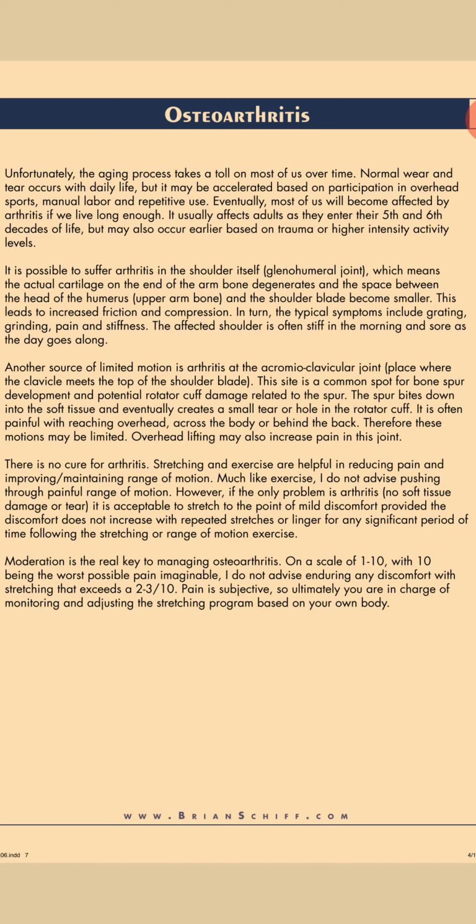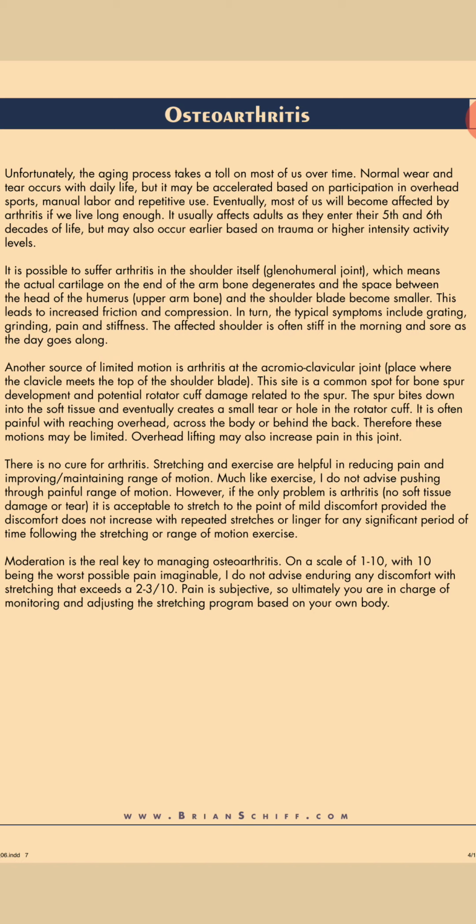It is possible to suffer arthritis in the shoulder itself, the glenohumeral joint, which means the actual cartilage on the end of the arm bone degenerates and the space between the head of the humerus, upper arm bone, and the shoulder blade becomes smaller. This leads to increased friction and compression. In turn, the typical symptoms include grating, grinding, pain, and stiffness. The affected shoulder is often stiff in the morning and sore as the day goes along.